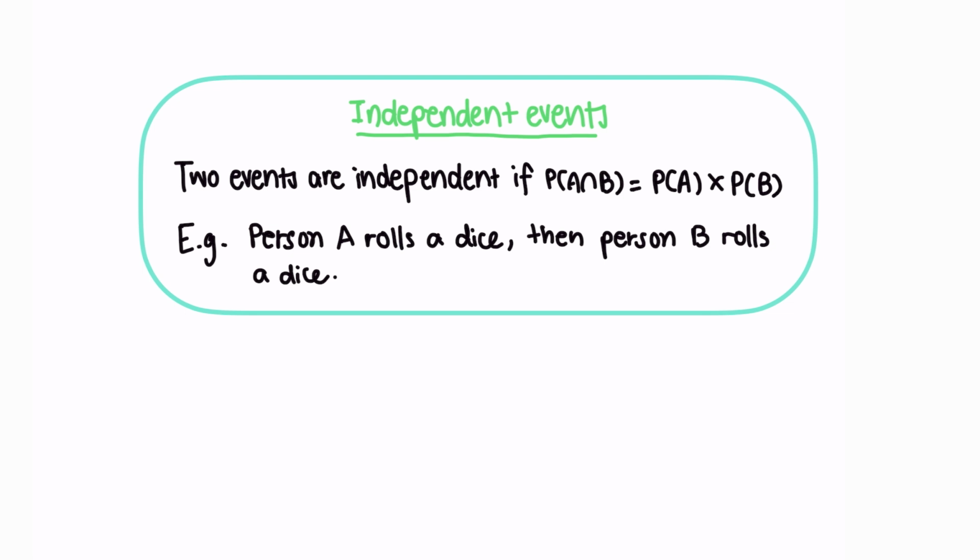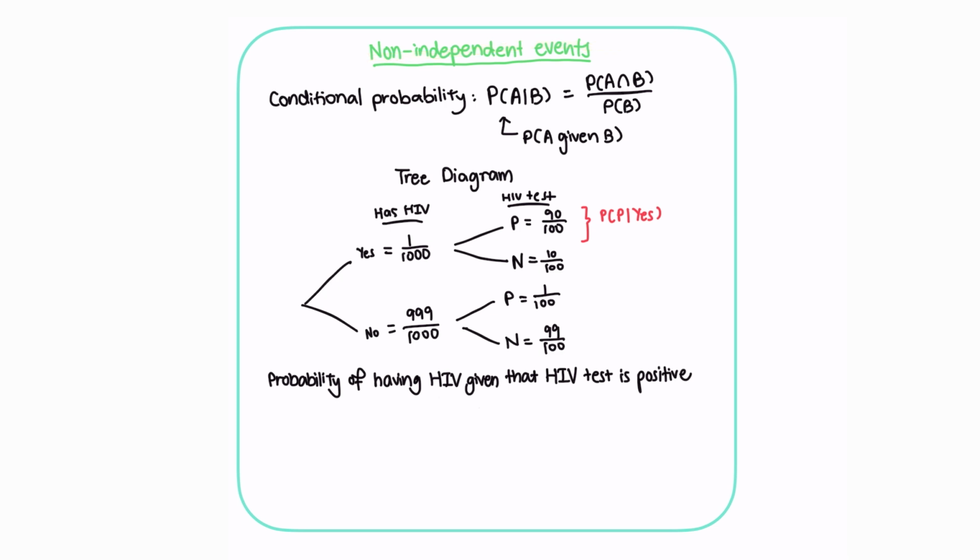So for example, I can say person A rolls a dice and then person B rolls a dice. The outcome of this event over here does not affect the outcome of this event over here. For non-independent events, there's this thing called conditional probability. This formula is expressed as P(A | B). So what's the probability of event A happening given that event B has happened? And we get this as P(A ∩ B) over P(B).